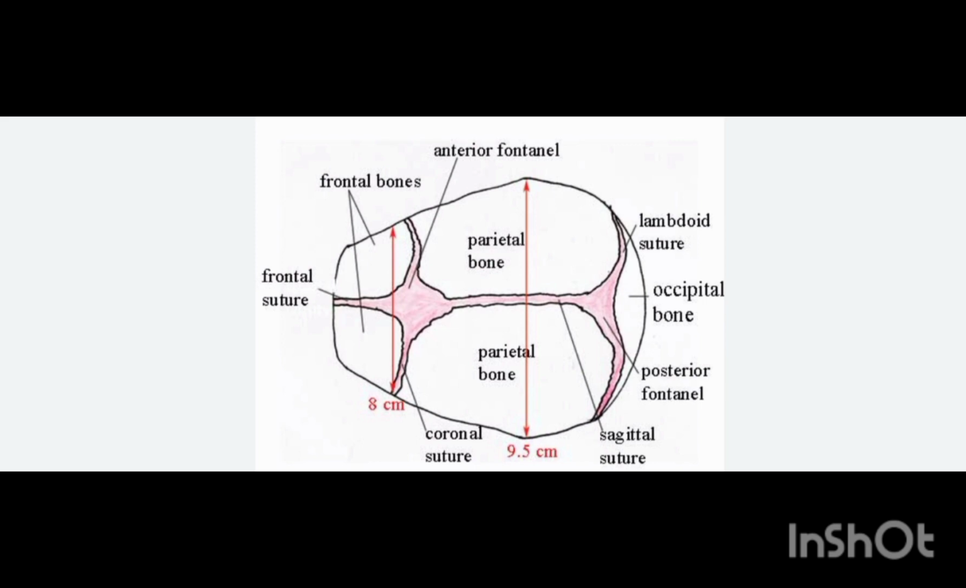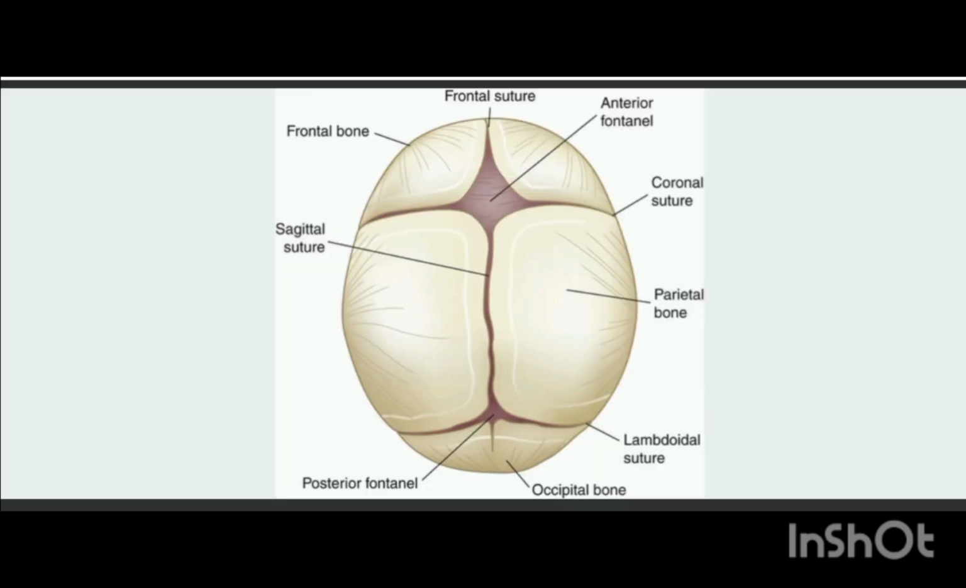And if we come to the posterior portion of the skull, the 2 parietal bones posteriorly are attached to the occipital bone with the help of the lambdoid suture. Now we'll see about the fontanelles of the fetal skull.